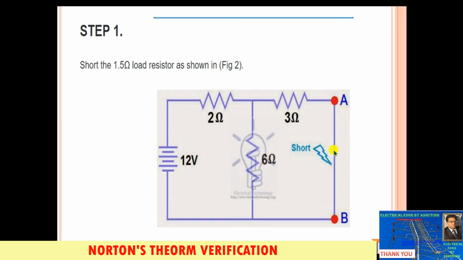Now we have to find the current flowing through the 3 ohm resistance branch from A towards B. That will be called Norton's current or short circuit current.